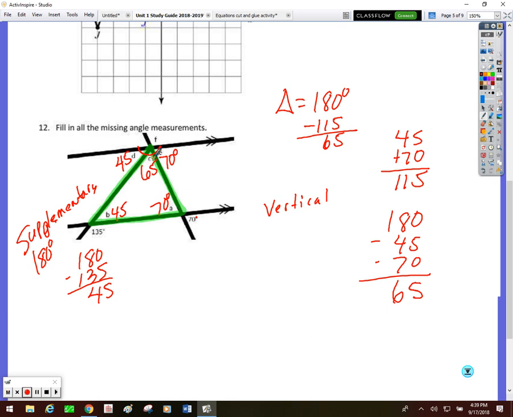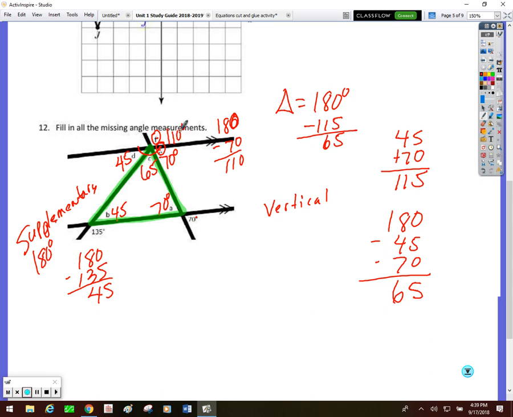But look right here, same thing here. This is obtuse and acute. Same thing here. So I can get this one based off of that one, correct? So supplementary angles, obtuse and acute. So 180 minus 70 gives me 110. So the measurement of F is 110 degrees.